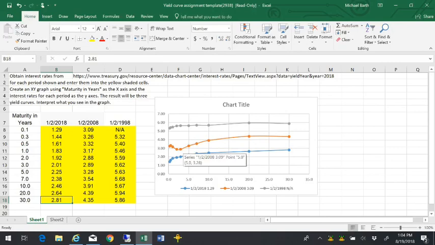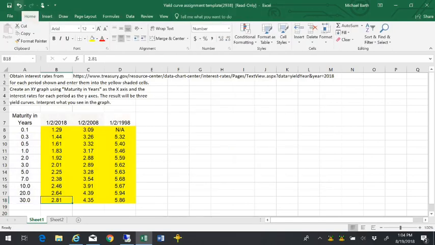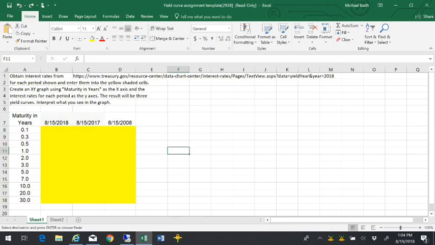So that's what we like to look at, yield curves, to see how they're changing, and we're going to be looking at a relatively short period of time at how they change over time and where we think they're going. So these are the dates you're going to be looking for. August 15, 2018, August 15, 2017, and August 15, 2008.